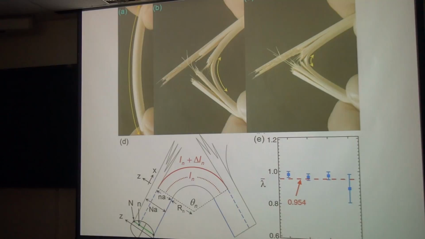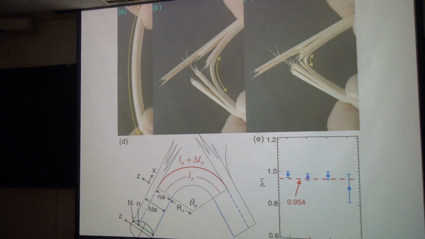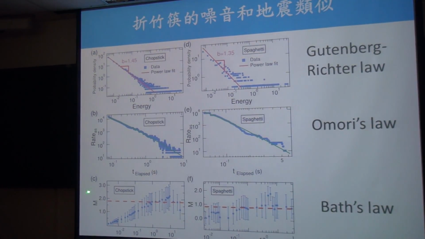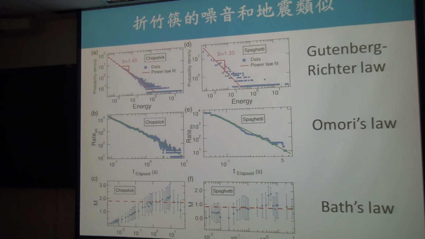The bamboo chopstick is scale-free. Okay, the length is shortened all the time. And here comes, these three are chopstick, and these three are from spaghetti. Okay, and I'll explain why that is. So that is energy. So that's a small energy, small noise, loud noise, medium noise.